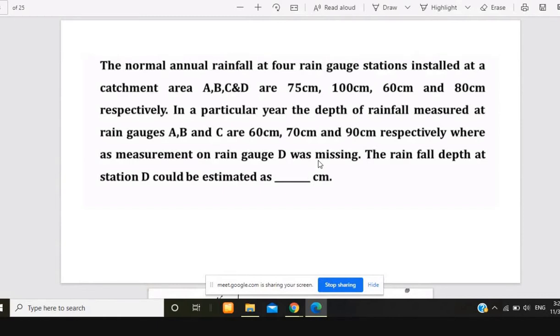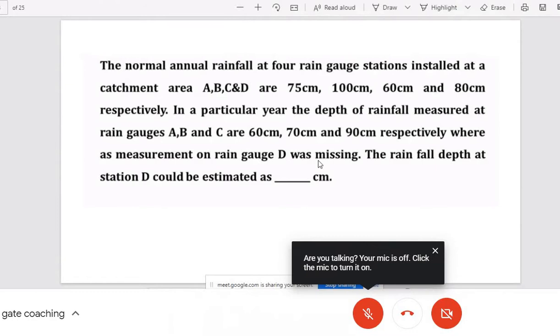So here you are given the normal rainfall data of 4 stations, and the rainfall data of a particular year for 3 stations are given, but 1 station's data is missing. You are asked to find out the value of the missing rainfall data of that particular station. So here we have to apply either the simple average method or the normal ratio method.